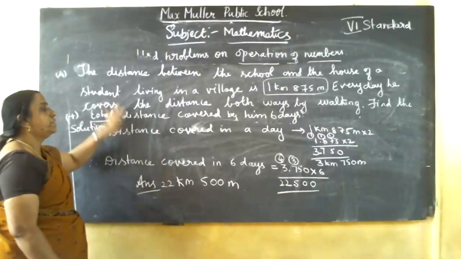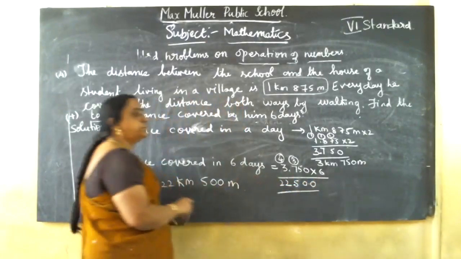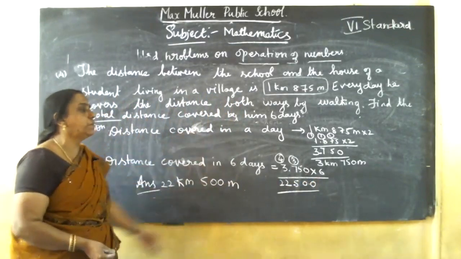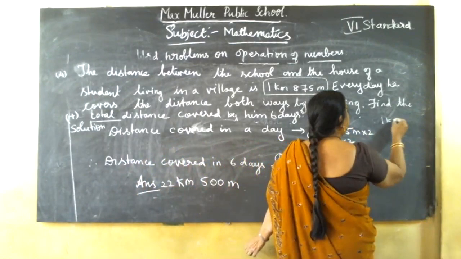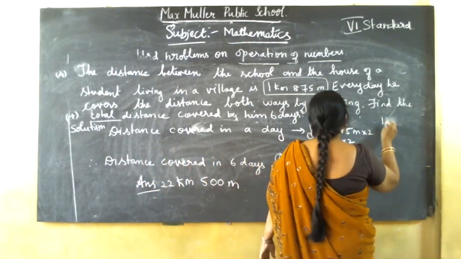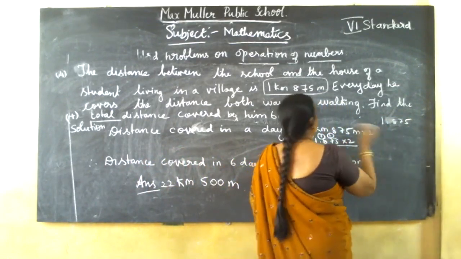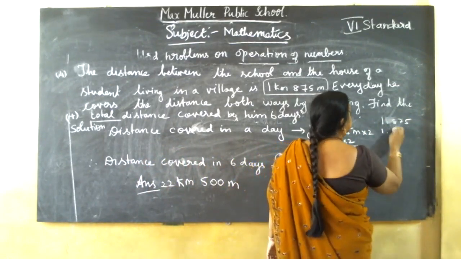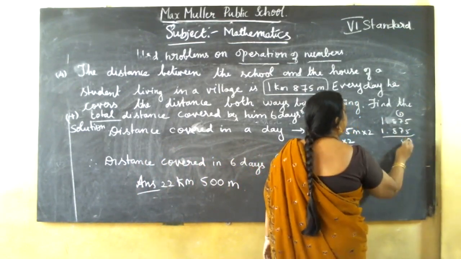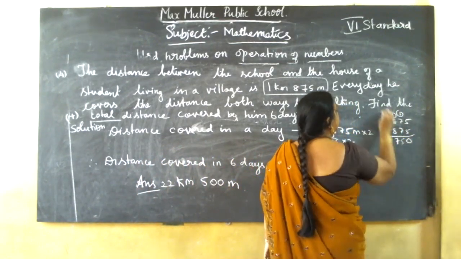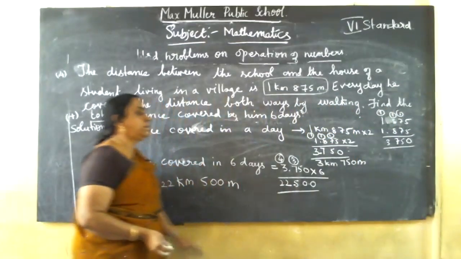Clear now? So in this question, multiplication is there, even addition, both together, or both you can multiply, you can add. This school to house, house to school is 1 kilometer 875 meters. Then again school to house same distance. So if you add also you will get it. See, you can add or multiply. Clear?